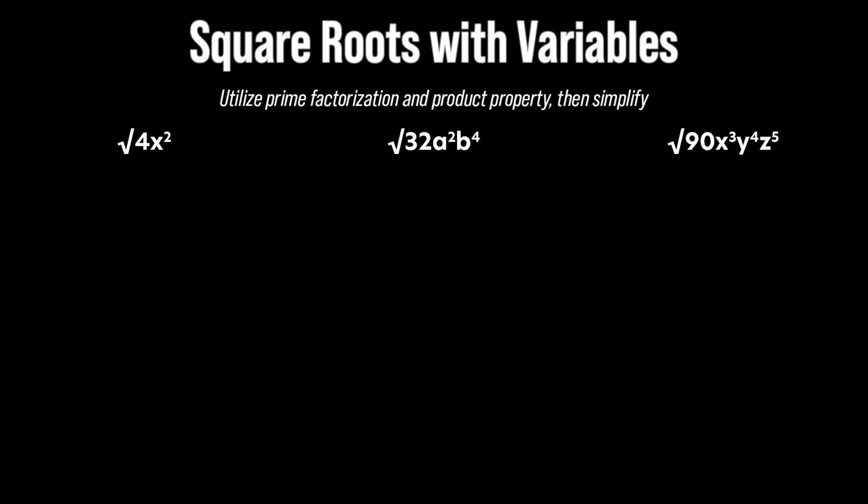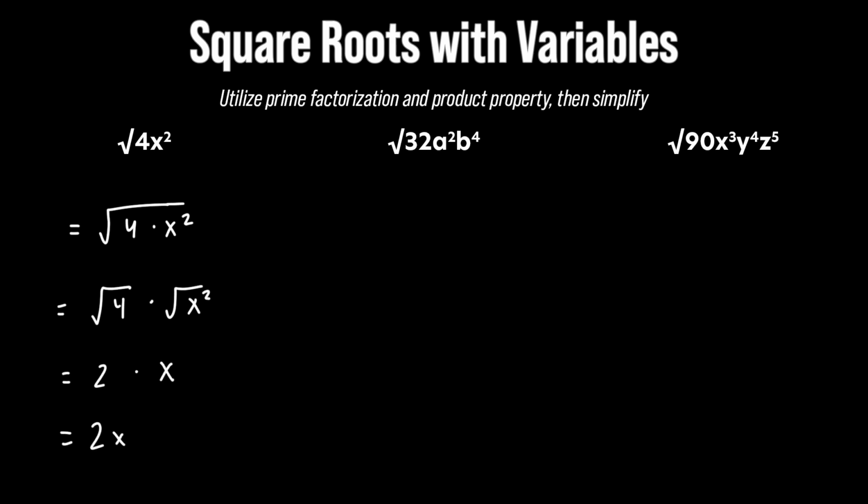In the case of the first expression, we don't need to do much, but we can write the square root of 4x squared as being equivalent to the square root of 4 times x squared. Then we can use the product property to write it as the square root of 4 times the square root of x squared. Square root of 4 is going to be 2, and the square root of x squared, we know this is the equivalent of x squared to the 1/2 power. We note that the square root and the square cancel out, so we're going to have x. So our final answer is going to be 2x.